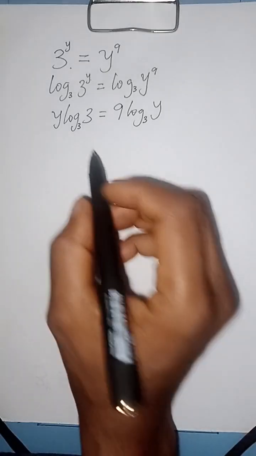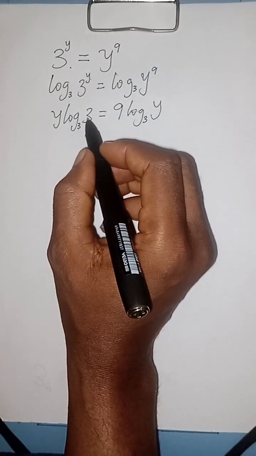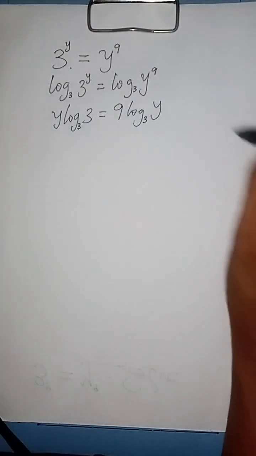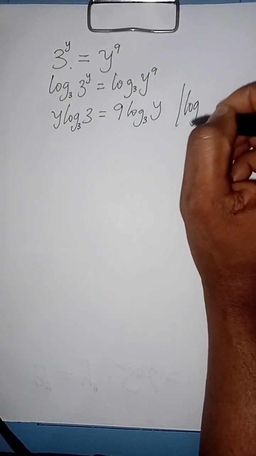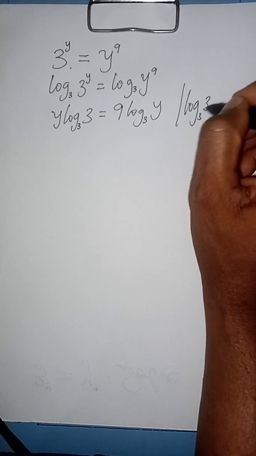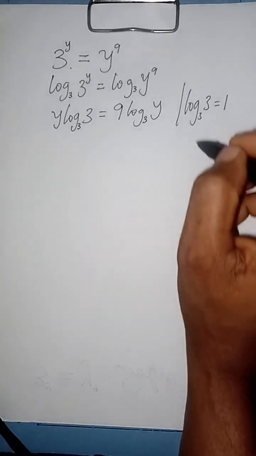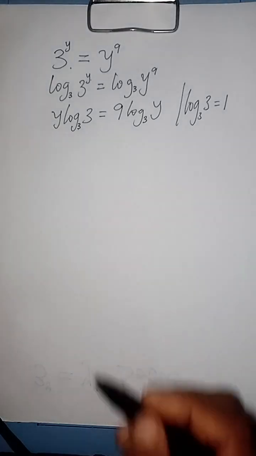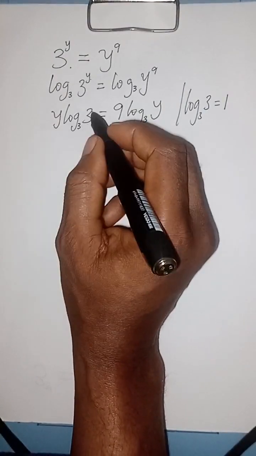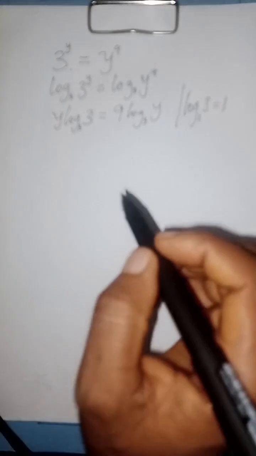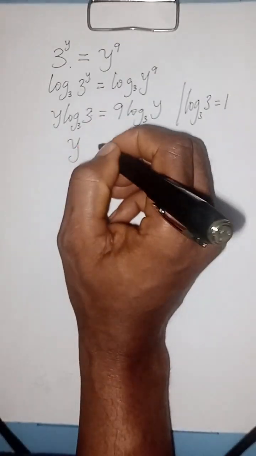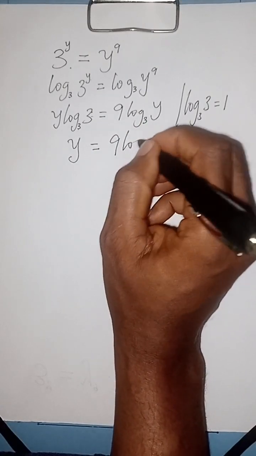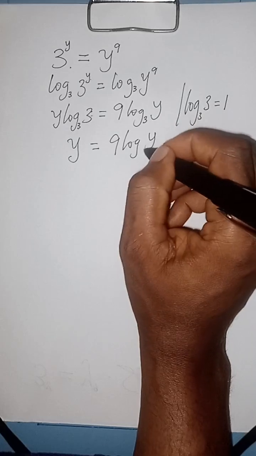If I do it that way, log 3 to base 3 is 1 from the laws of logarithm. If you have log 3 to base 3, it is equal to 1. Log 10 to base 10 is 1. Log 5 to base 5 is 1. So in this case, log 3 to base 3 is equal to 1. So I will be left with y equal to 9 log y to base 3.